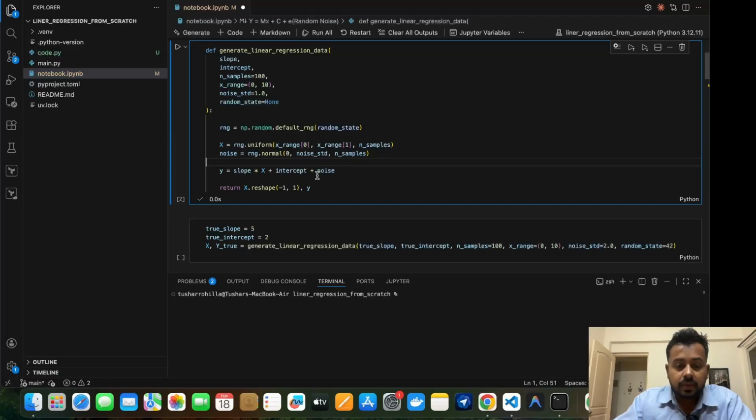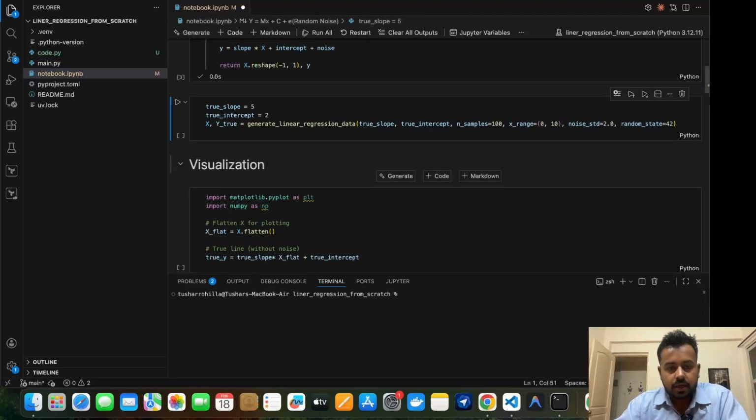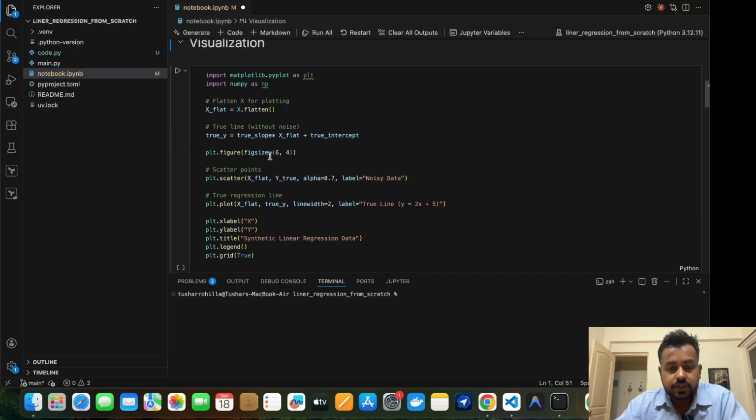Basically I'll show you. We are just adding random noise to y, so that it is not a proper line but something varying along with it. I'll just show you diagrammatically. So let's initialize it, and this is a function to visualize our data.